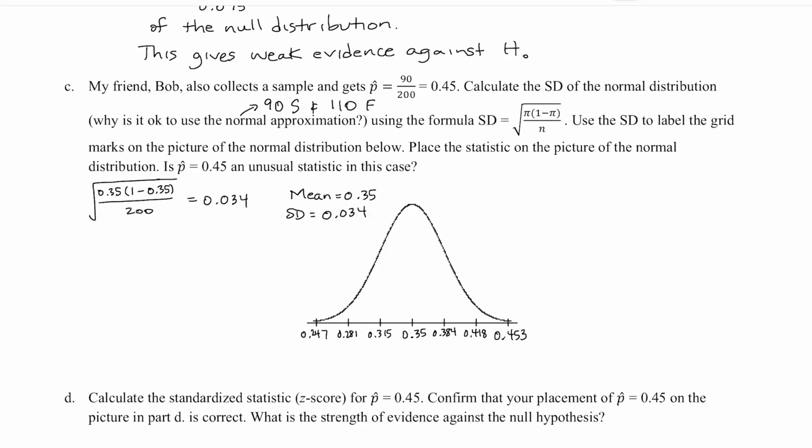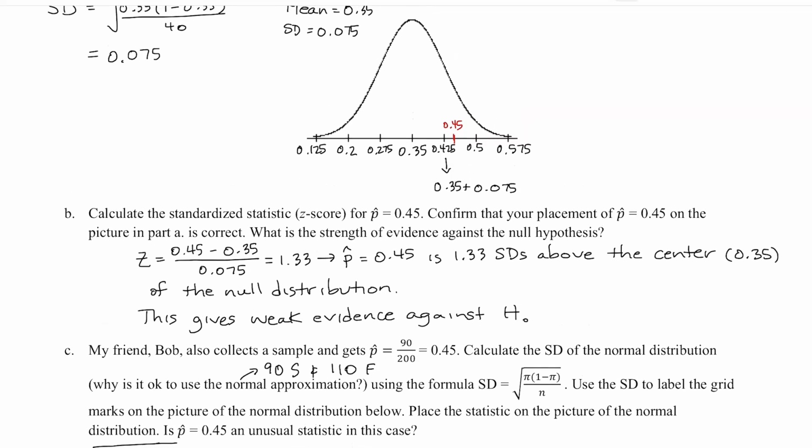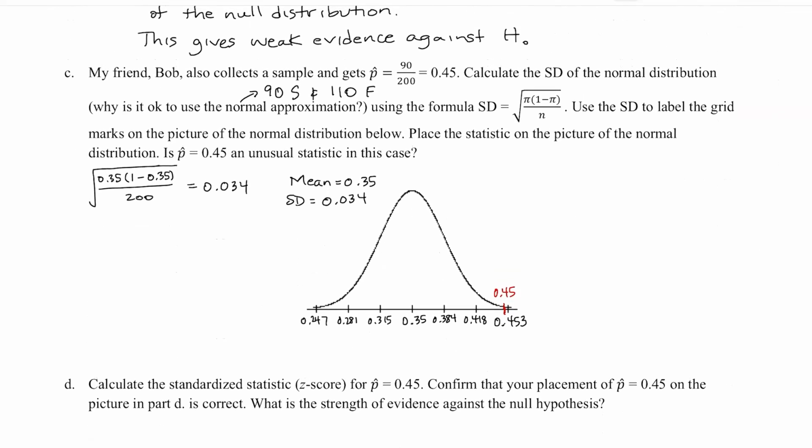Okay, and once again, we want to place the statistic of 0.45 in this picture. Well, now that's way up by the third grid mark, the third standard deviation above the center. So it's definitely in the tail compared to the previous picture. The 0.45 was not in the tail, it was closer to the center. But now, because our standard deviation has gone down with a larger sample size, that same p-hat of 0.45 is now further in the tail.